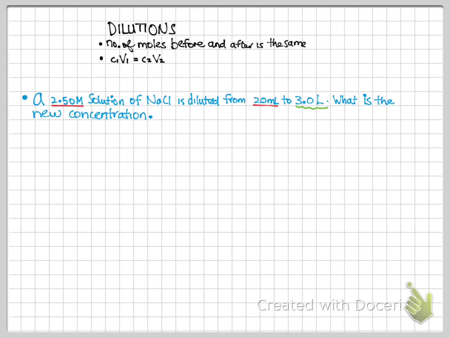We have a 2.50 molar solution of sodium chloride and 20 mL of that. Those two are related, that's why they're underlined in red. And then we're diluting with water to 3 liters, that's green, so that's something different. So now let's see how we can apply C1V1 is equal to C2V2. We need to find the green C2.